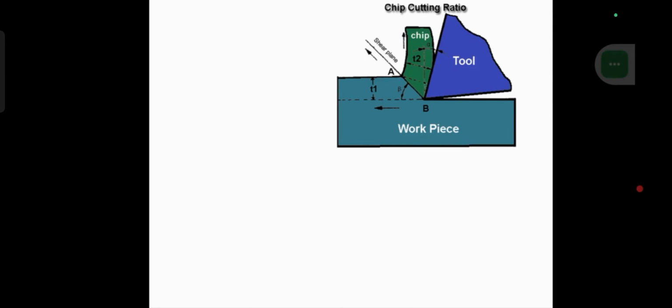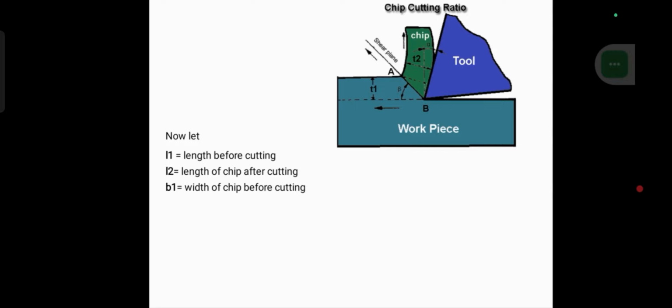Now let us assume different parameters. Let L1 equal length before cutting, L2 equal length of chip after cutting, B1 equal width of chip before cutting, B2 equal width of chip after cutting, alpha equal rake angle of tool, beta equal shear angle.